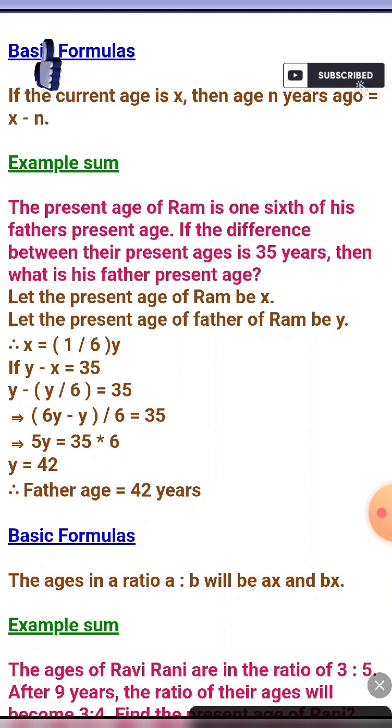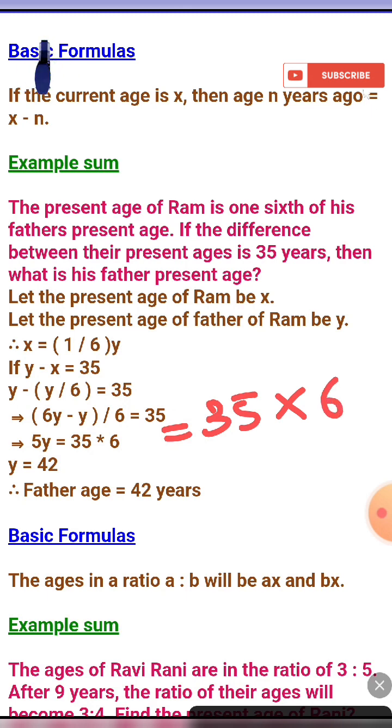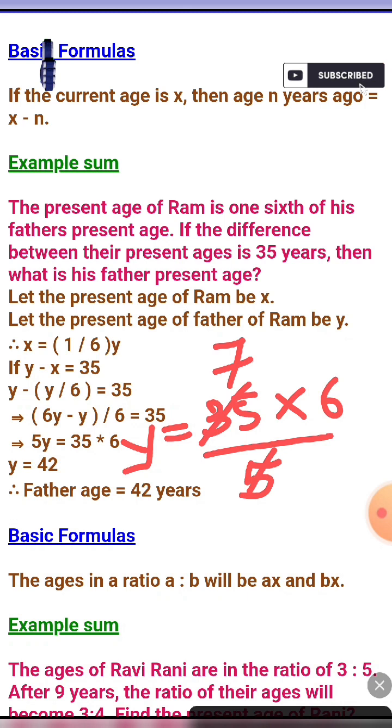5y is equal to 35 into 6, minus 42. Now it becomes 5. The 5 that is multiplied with y will go to the opposite side as division, so y is 35 into 6 divided by 5. Here y will be 5 7s are 35 and 7 6s are 42 years.